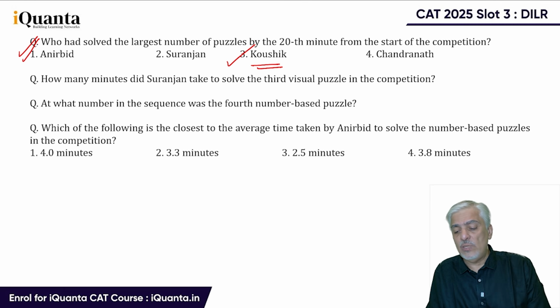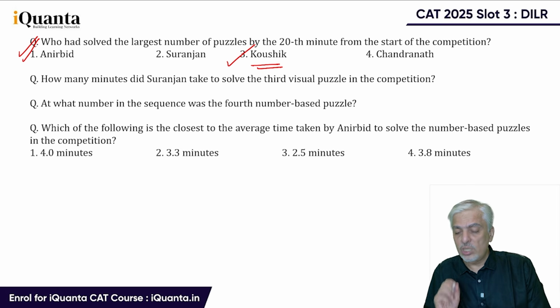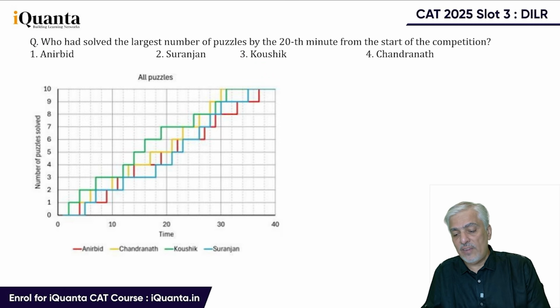At what number in the sequence was the fourth number based puzzle? I showed you how we can calculate using first and second. I showed you how we can calculate each one of them separately, which was number, which was visual. So where does the fourth number based puzzle come at what sequence? Which is the closest to the average time taken by A to solve the number based puzzles in the competition? So for A, we'll have to do all the number based puzzles and calculate the average time. Okay, let's see the questions. Except that the graph was not very neat to look at, I thought that the set was very simple. If on the screen the graph was much neater, then great.